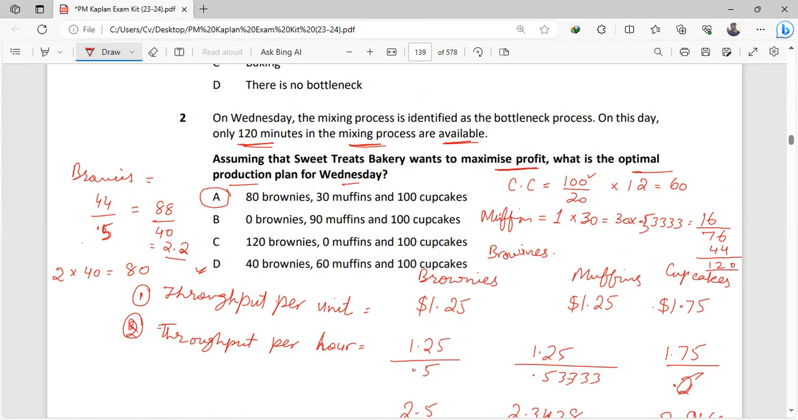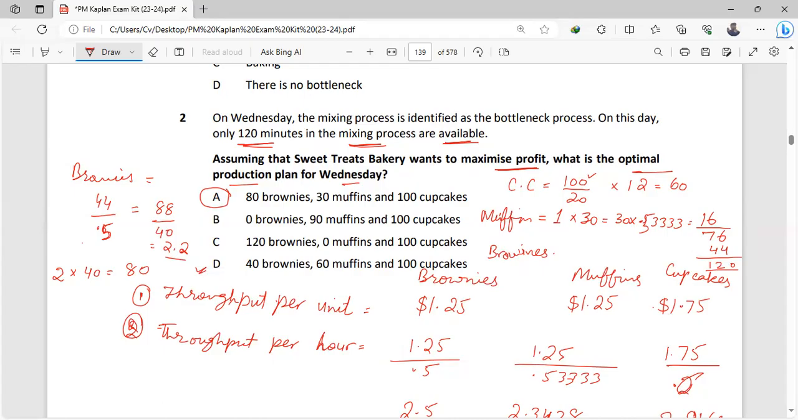In this question, we are expected to produce a profit maximizing plan. Now, what is the profit maximizing plan? It is the one where throughput per hour or throughput accounting ratio will be highest for the product. This product is produced earlier, then we will go for the second one and then the third one. Suppose in the given scenario, throughput per unit is 1.25, which is the difference between selling price and the material cost for brownies, same for muffins, and third for cupcakes.